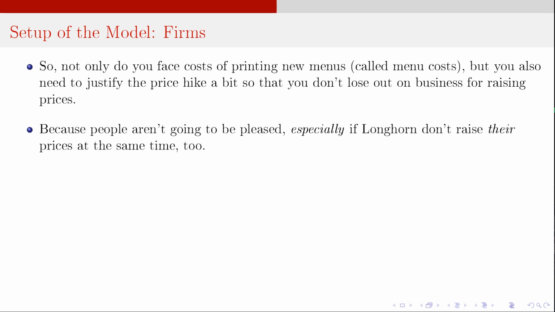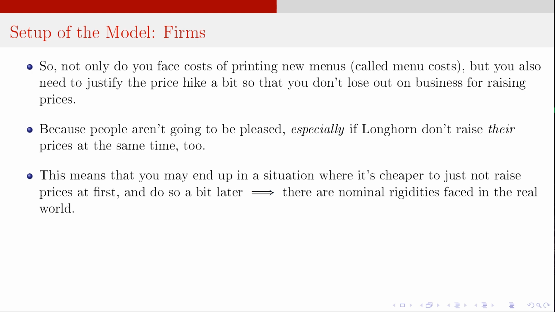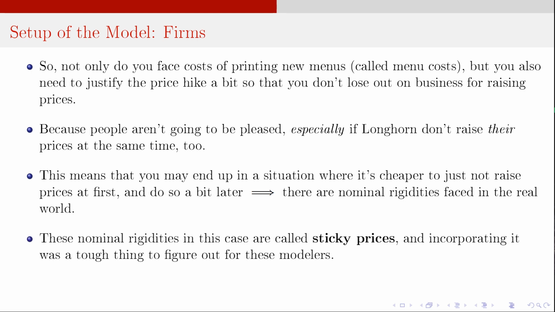Because a lot of times consumers don't really understand that the inflationary push is going to raise inflation, hence prices are going to go up. So they're not going to be very happy. And let's say a competitor, Longhorn, doesn't raise their prices at the same time that you do. Well, people just go to Longhorn instead of Outback, and you screw yourself over. So you may end up in a situation where it's cheaper to not raise the price for a while and do so a little later, meaning that there are nominal rigidities in the real world. These nominal rigidities, in this case, are called sticky prices, and incorporating them was a relatively tough thing to figure out for the people trying to develop the New Keynesian model.